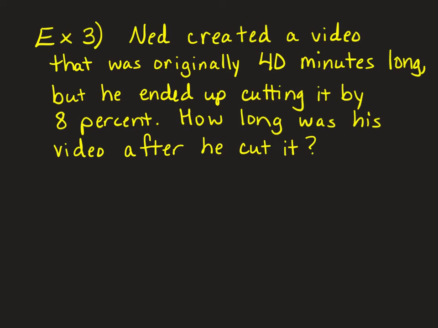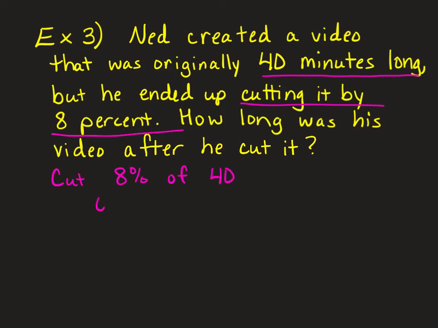Example 3, Ned created a video that was originally 40 minutes long, but he ended up cutting it by 8%. How long was his video after he cut it? Well, we could first find out how much time he cut. So we know that he cut 8% of 40 minutes. So 0.08 times 40, which equals 3.2. So he cut 3.2 minutes.